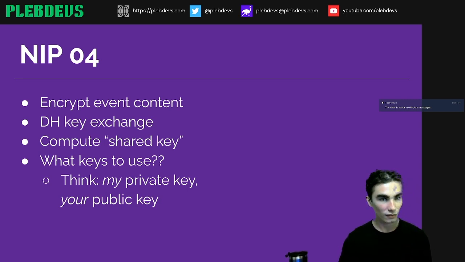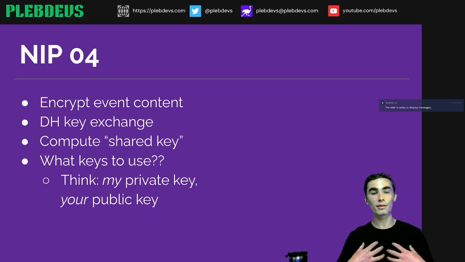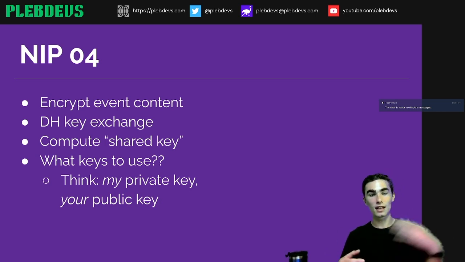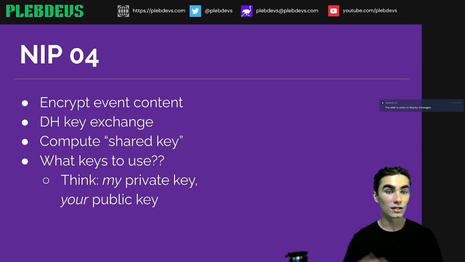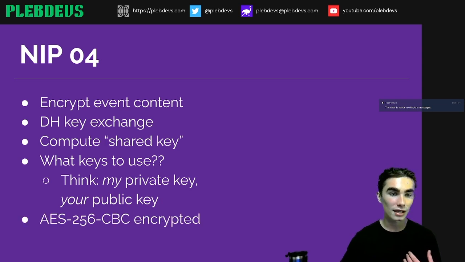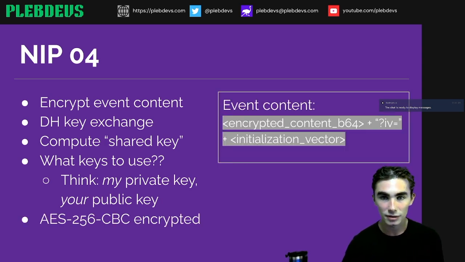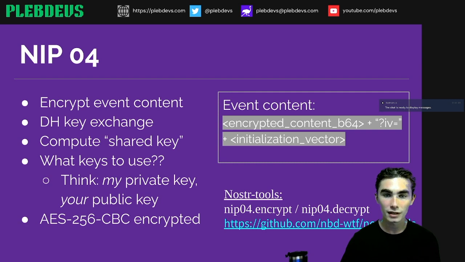The question for me is usually, what keys do I use? Well, just think about it. No matter what entity you are, only you should have the private key. So think, I'm going to use my private key and your public key, and the entity on the other end of this communication is going to use their private key and my public key. And then it's encrypted using this method, and we end up with this encrypted content in base 64, and the initialization vector just comes from the encryption scheme.